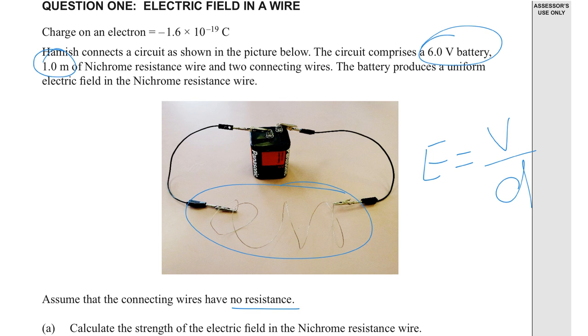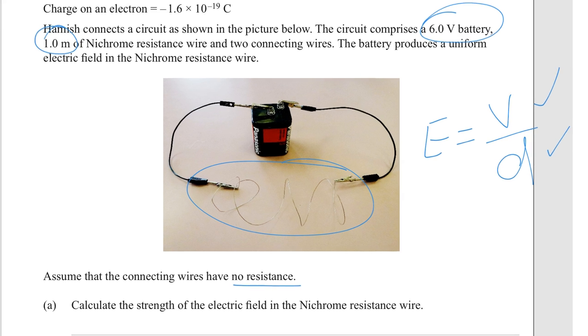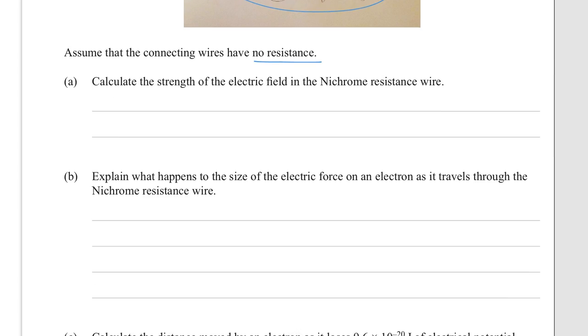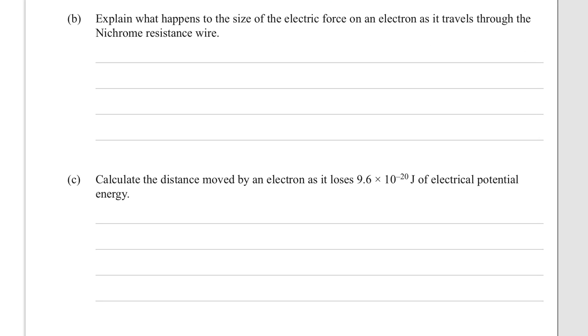Voltage over distance, you've got the voltage of the battery, you've got the distance 1 meter, and that's your calculation. Explain what happens to the size of the electric force on an electron as it travels through the nichrome resistance wire. Well, let's look at the equation. F equals EQ, that might be a little bit easier to see than the capital E. But the electric field strength does not change, size of charge on the electron does not change, therefore the force does not change. That's your answer.